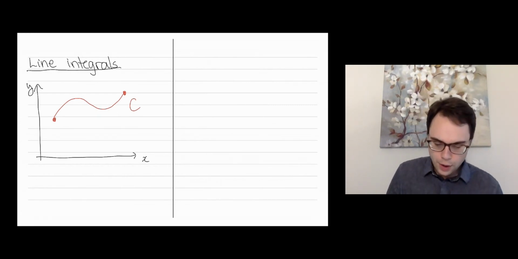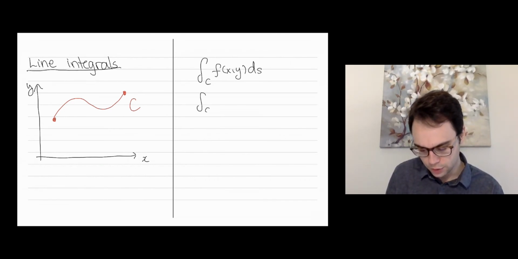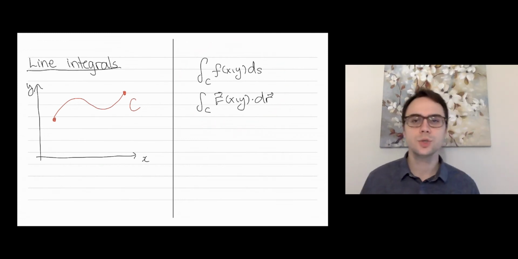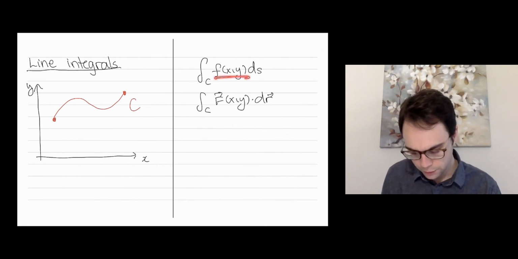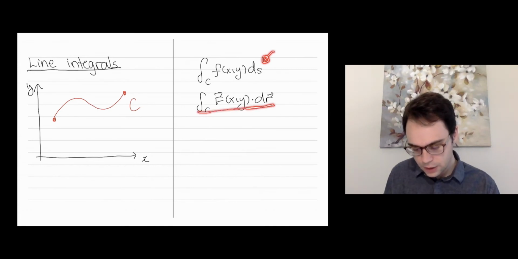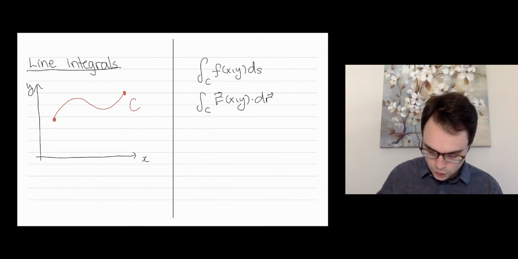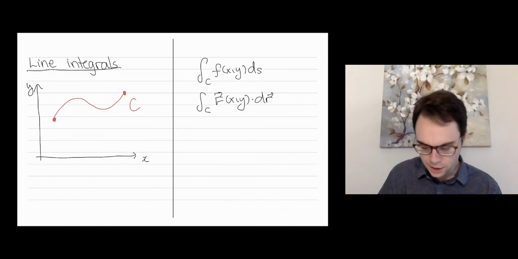So later we'll know how to do things like integral over C of f of x, y, ds. Or we'll learn how to do integral over C of a vector field times dr. Right? So we'll learn how to do two kinds of integrals. We'll know how to integrate functions over curves and vector fields over curves. So first we'll learn how to do functions. It turns out that this other one, the integral of a vector field, is a special case of the other one. But before we do all that, let's talk about the length of C. It's going to lead us in the right direction.